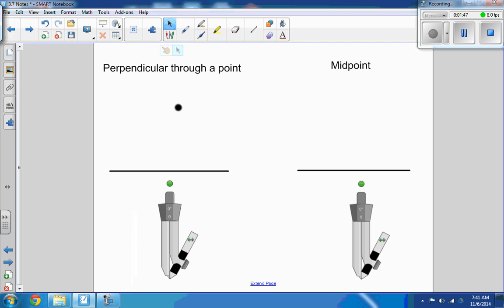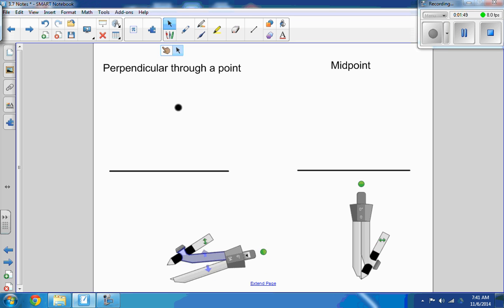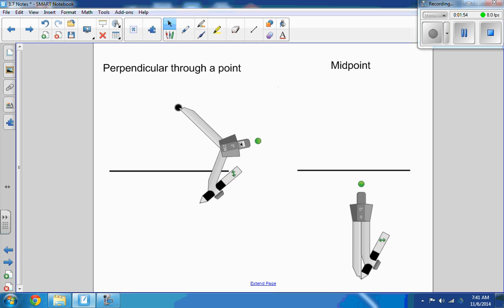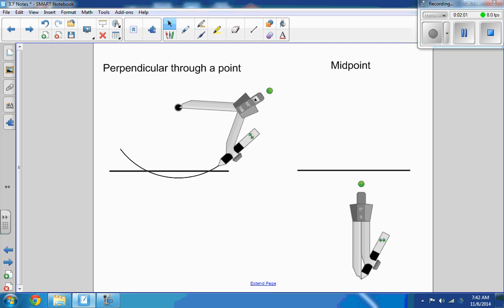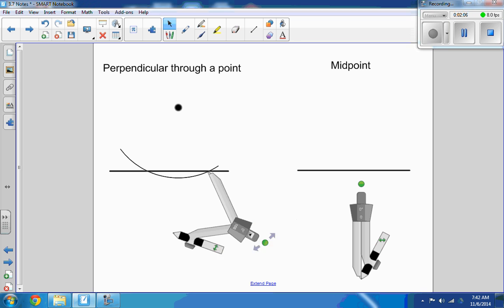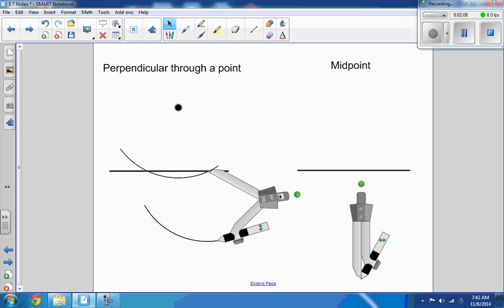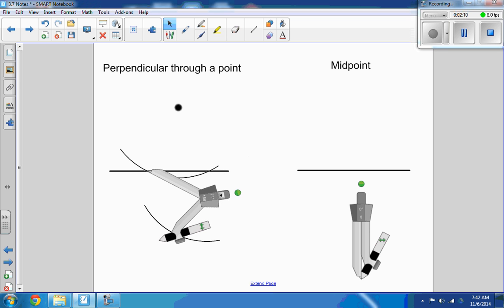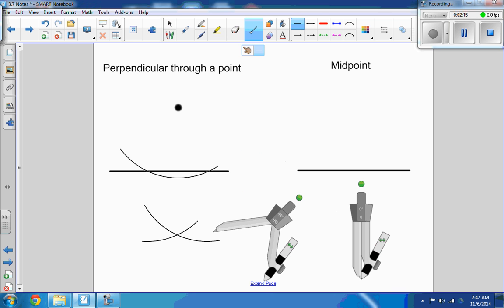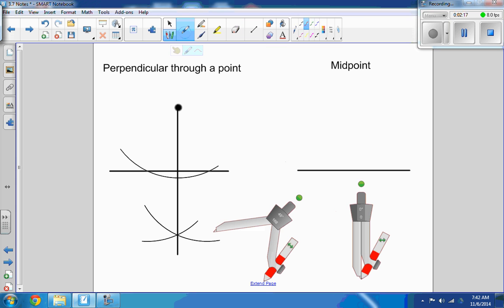Perpendicular through a point is very similar to that. What we do is we start with the point of rotation on the point, and then I get my compass so it's just past the line. And then I make an arc so it intercepts it at 2 points. Where it intercepts, we then draw an arc below it. Same thing, arc below it, and that gives me my perpendicular through a point. So here, this is perpendicular.